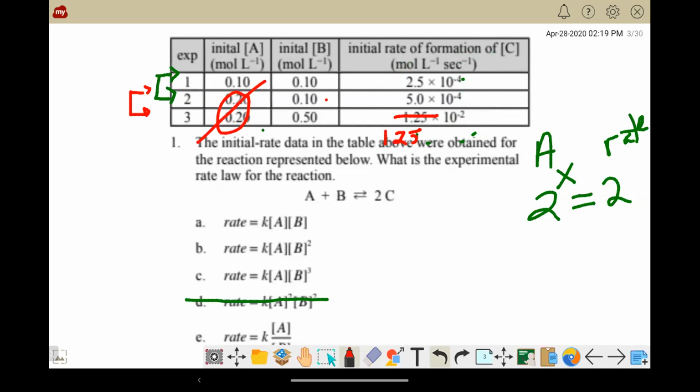So 0.1 to 0.5, that's a 5 times increase. 5 raised to some power. Well, 125 is how many times bigger than 5? 25. And so 5 raised to what power would give us 25? So in this case, the exponent with respect to B has to be 2. And so that lets us choose B as our rate law.